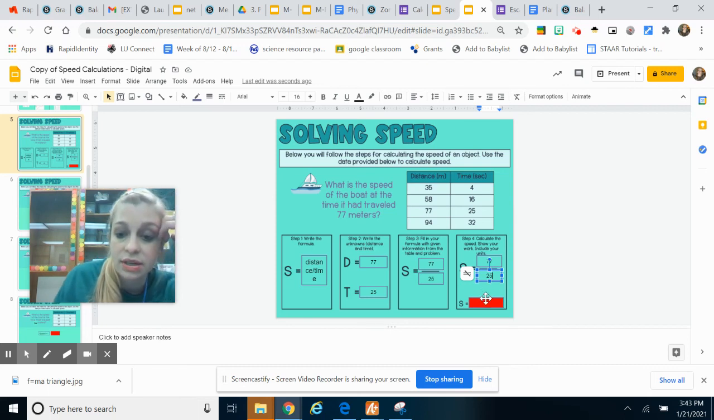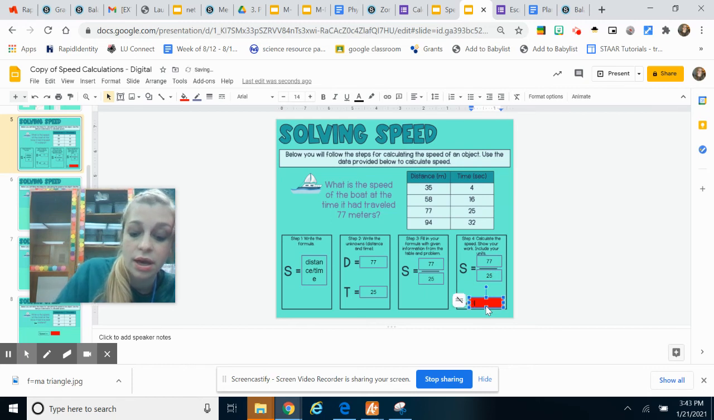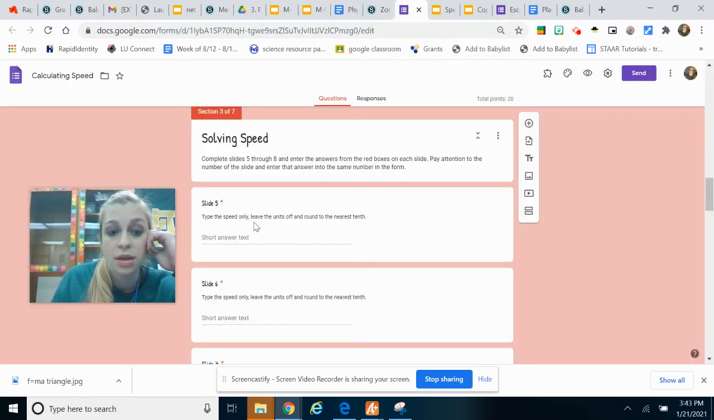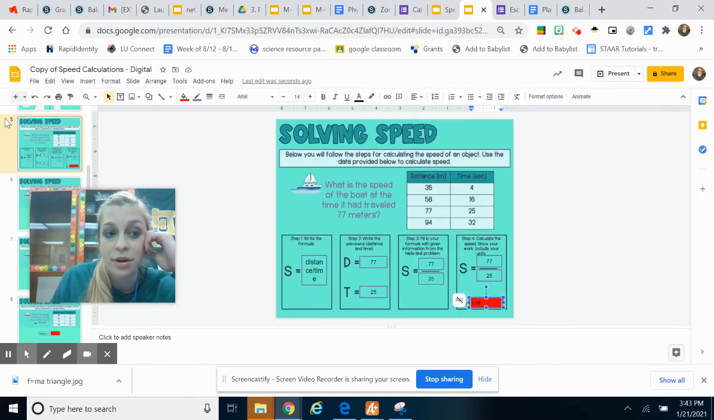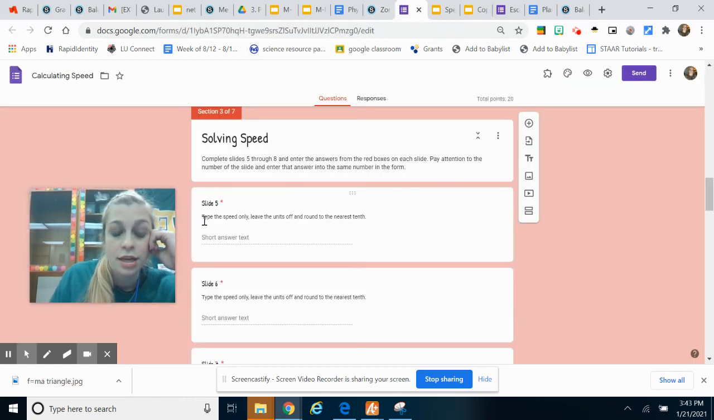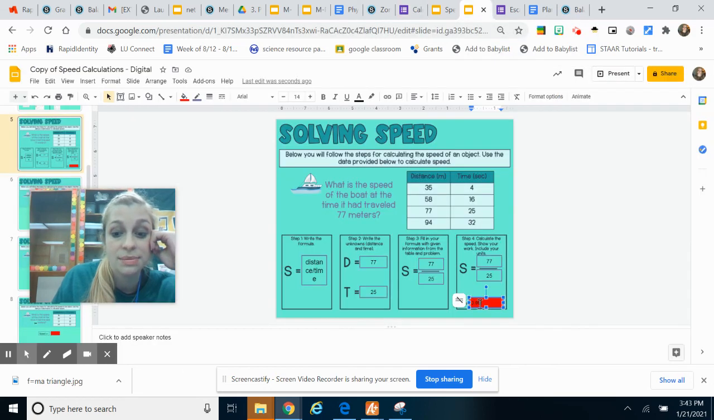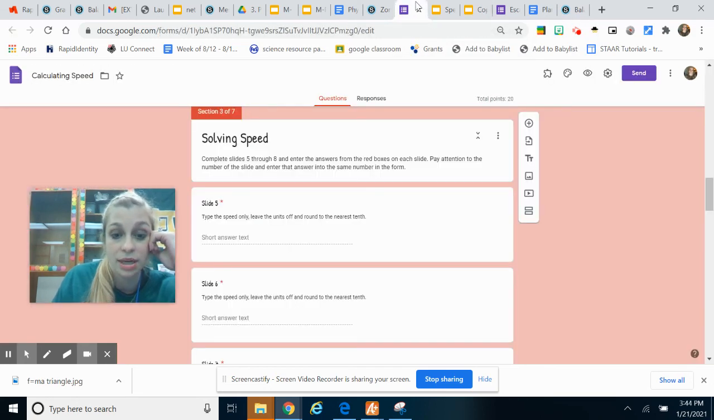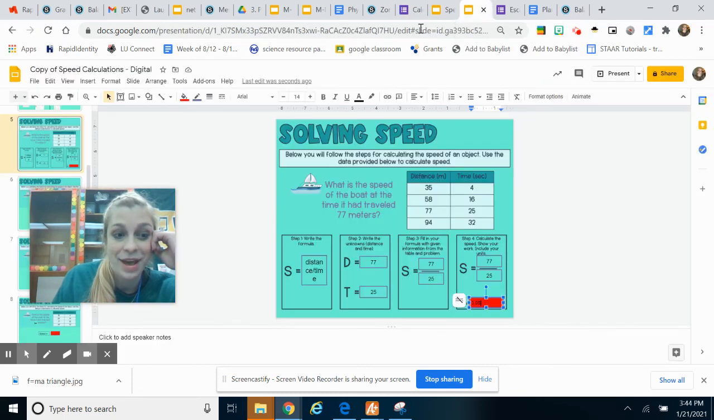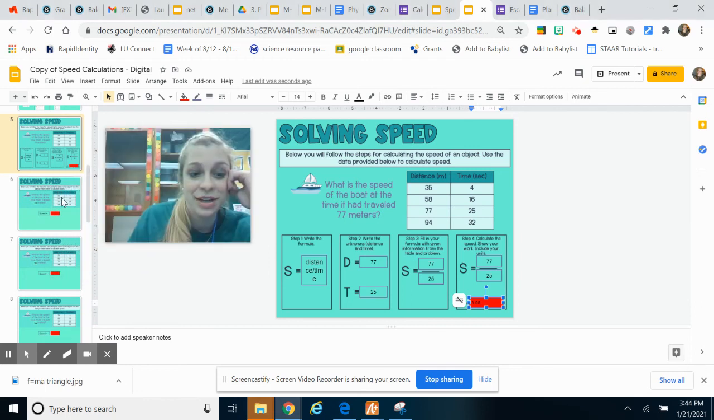When I do 77 divided by 25, I get 3.08. This is the answer that you will put in the Google Forms. This is slide number 5. Slide numbers are up here. Type the speed only, leave off the units. So you are typing the speed only. You're not putting the units. Okay. You can do it.